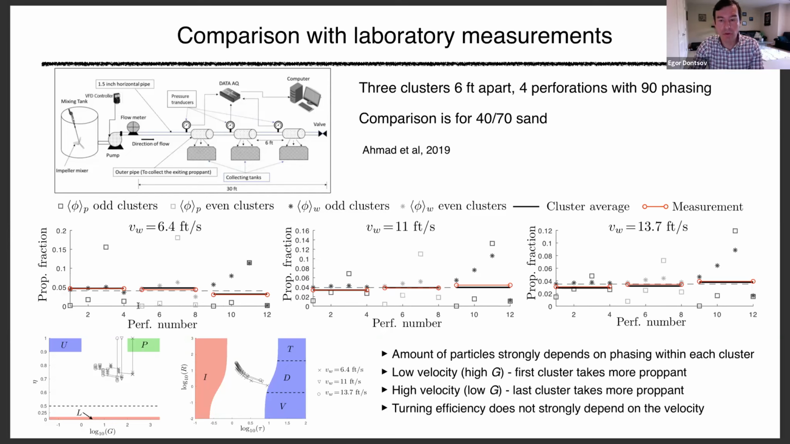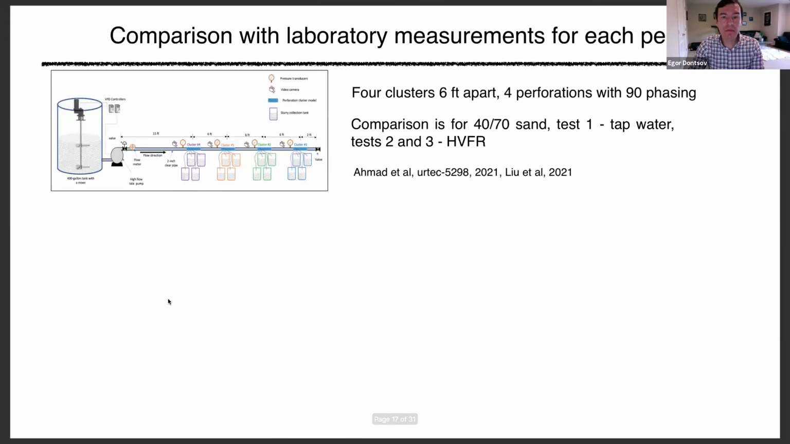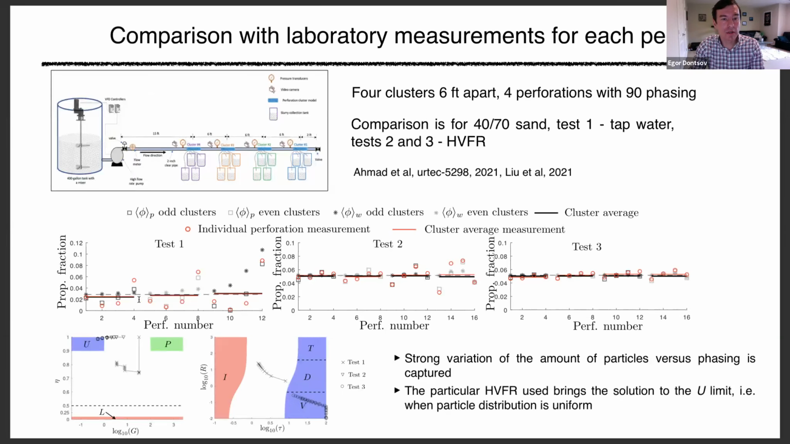Now they have a comparison with a similar experiment from similar authors, but with different tests, and now they had a bucket per hole. The first test has 3 clusters, and then there are 2 that had 4 clusters. Now we can compare the measurement for each individual perforation to the model: we compare the red circles to these gray squares. Again, it also had 90-degree phasing, so we have the side perf, then top perf, side perf, and bottom perf.